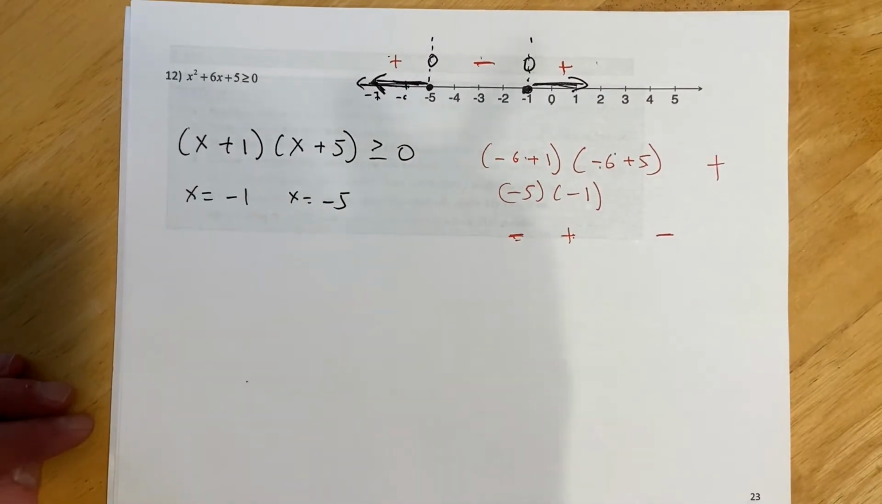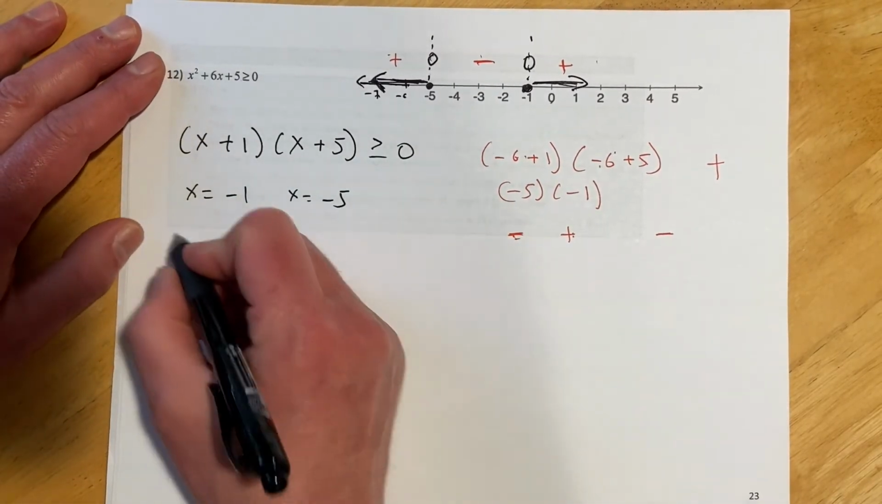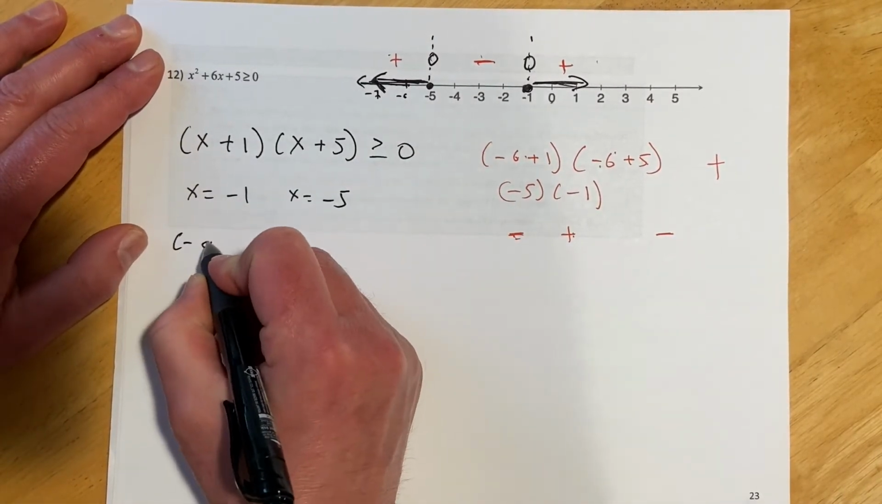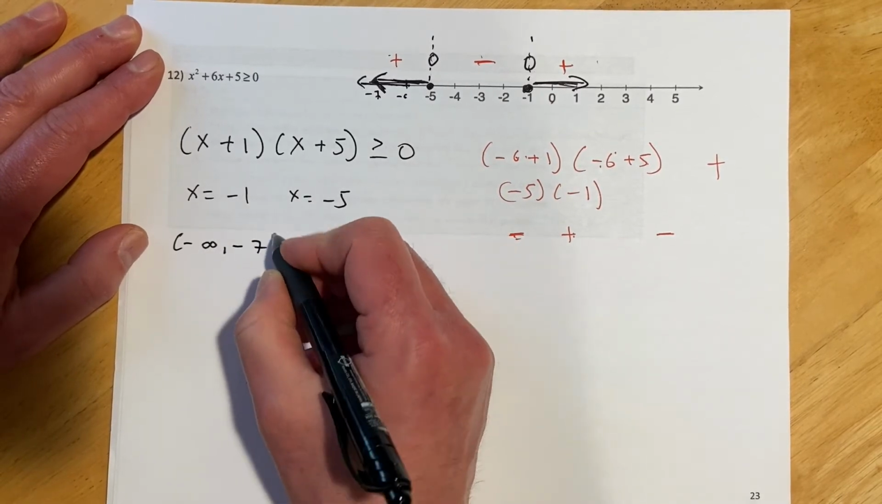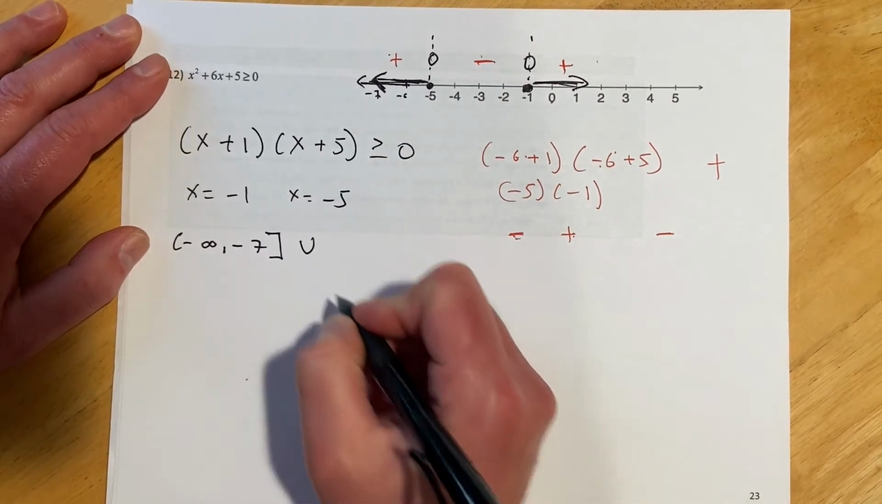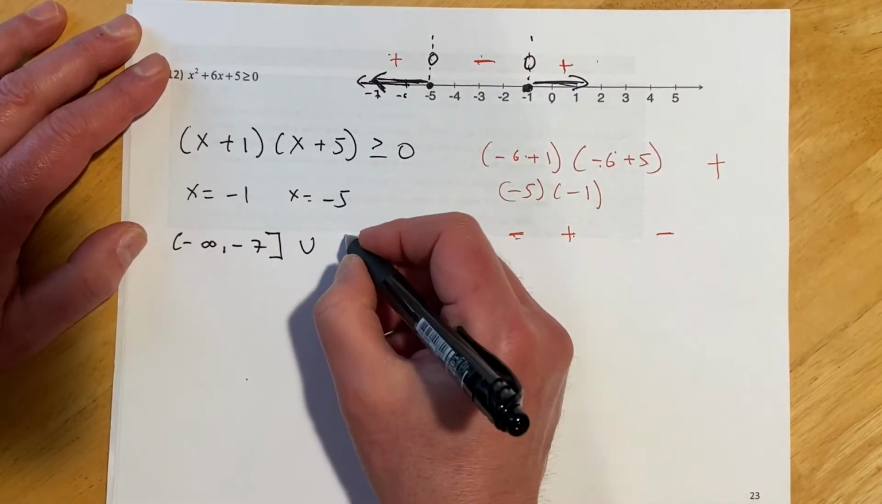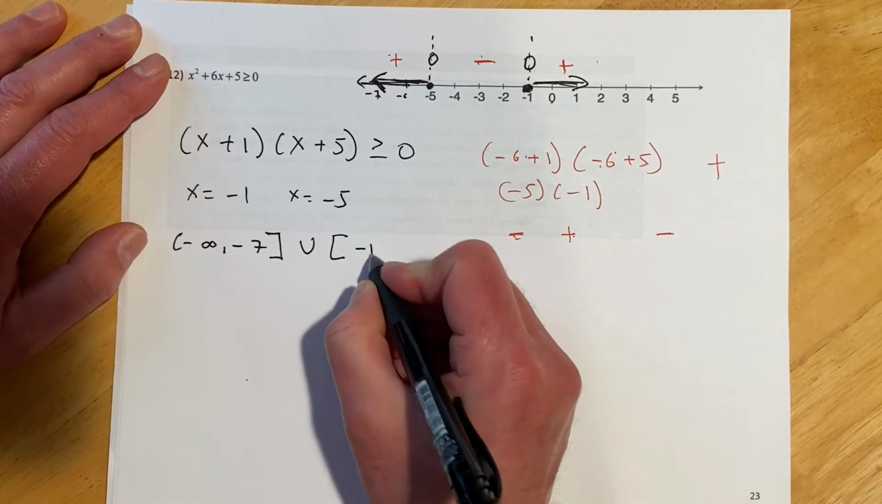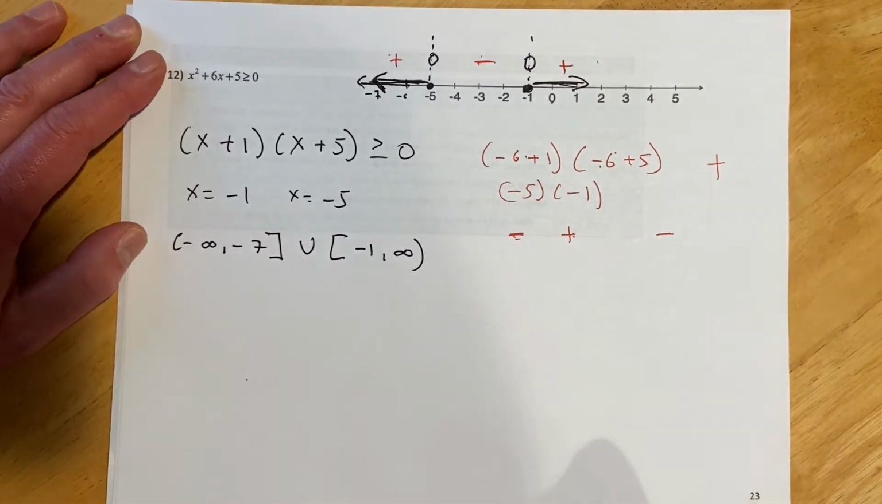And then I'll also ask you to give your answer in interval notation. So that would look like -infinity up to -5, and then we're using a bracket because of the equals. And then remember, union is how we paste those together. Another bracket, -1 to infinity.